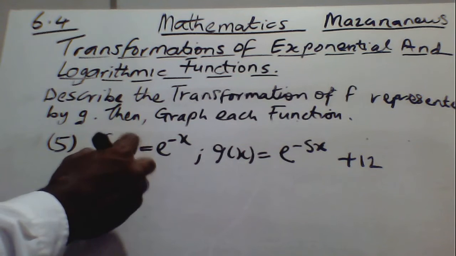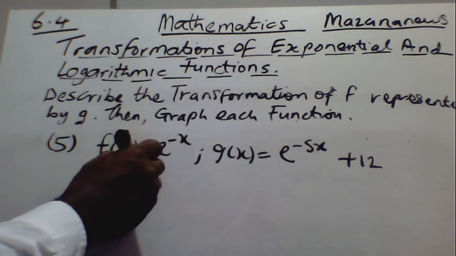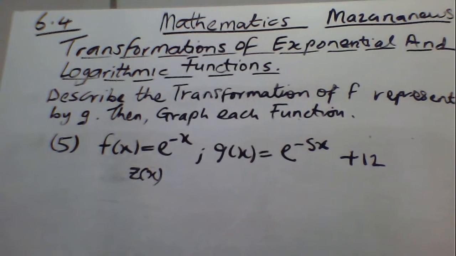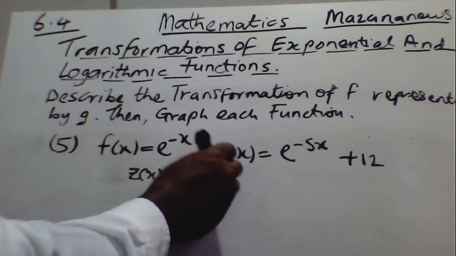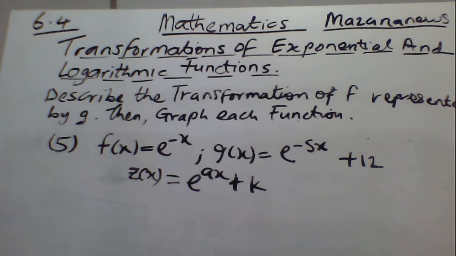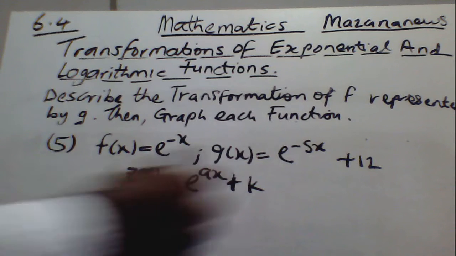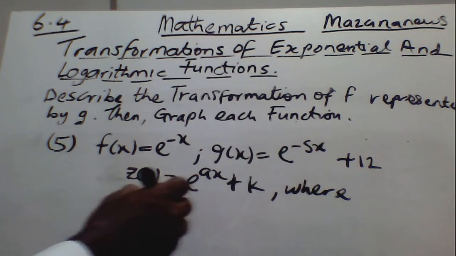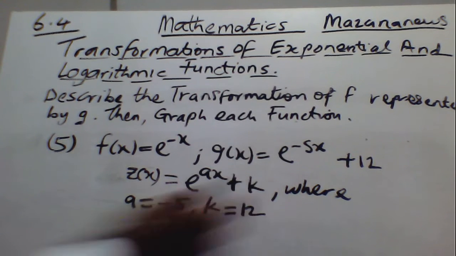Notice that g of x is of this form. Let me use another function in this case, you can use z, equals e raised to the power ax plus k. Is it not? It's of this form, where a is equal to, from what we see here, minus 5, and k is equal to 12.